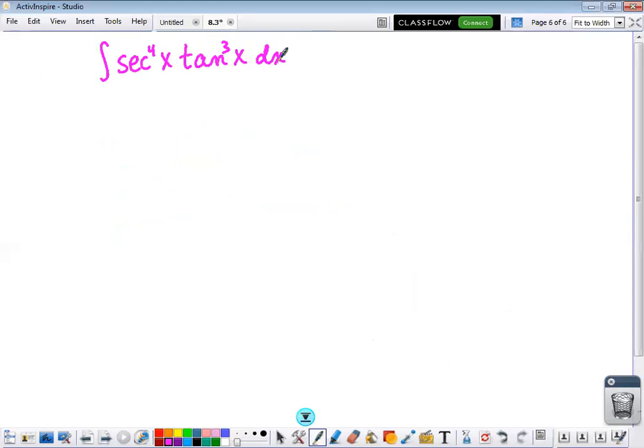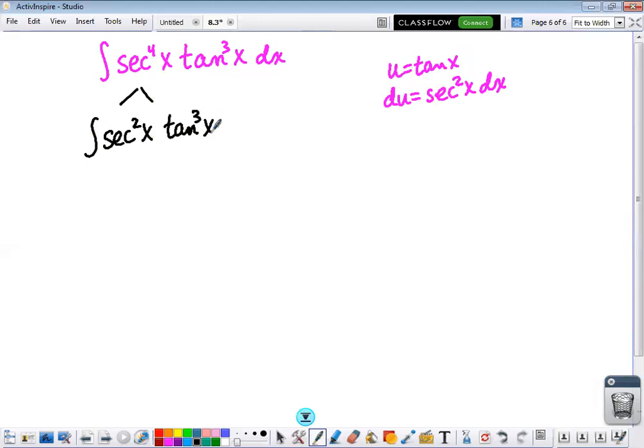All right, so what we're going to do is think about the fact that the derivative of tangent is secant squared, right? So if you think about letting your u equal tan x, then your du would be secant squared x dx, all right? And we actually have secant to the fourth, and so we can split this up into the integral of secant squared x, and then bring the tan cube down. And then we're going to save that other secant squared x to go with our dx, and that's going to be our du.